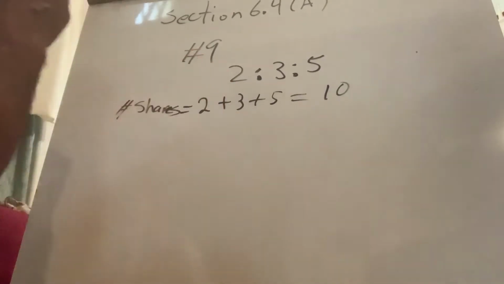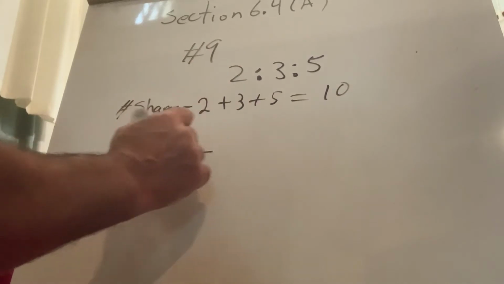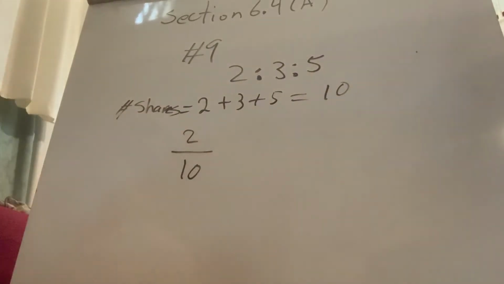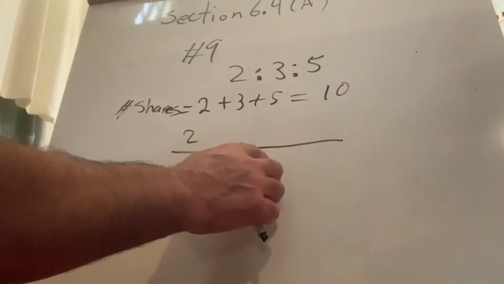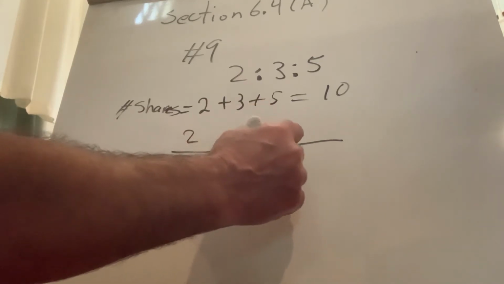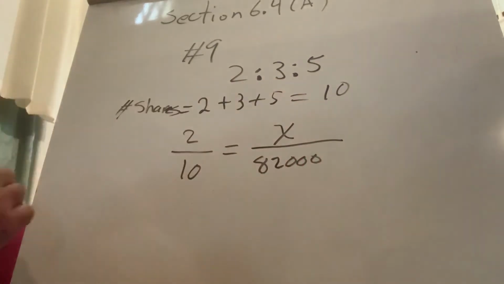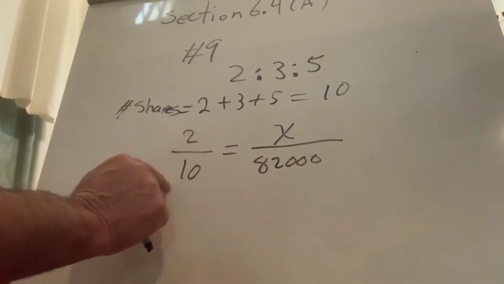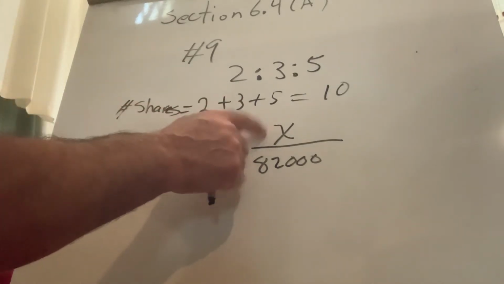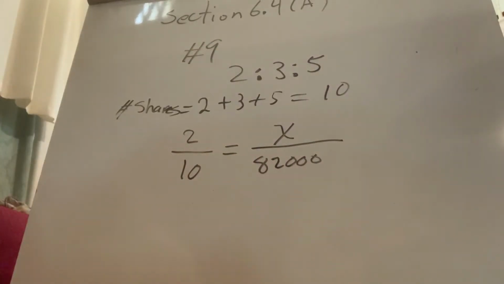So let's see if we can figure out how much of that $82,000 Gary should get. Gary has 2 shares out of the total of 10. So there's your first ratio, the number of shares Gary has to the total number of shares. That must be equal to the amount of money he gets with respect to the profit of $82,000. Once again, we have another proportion to solve.